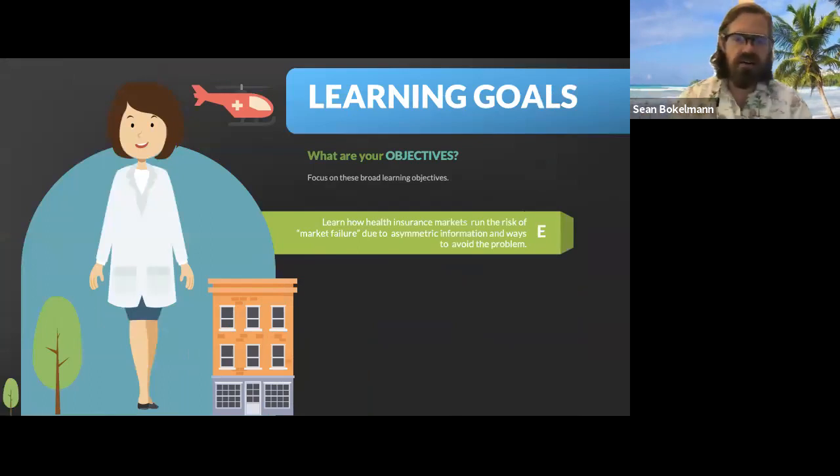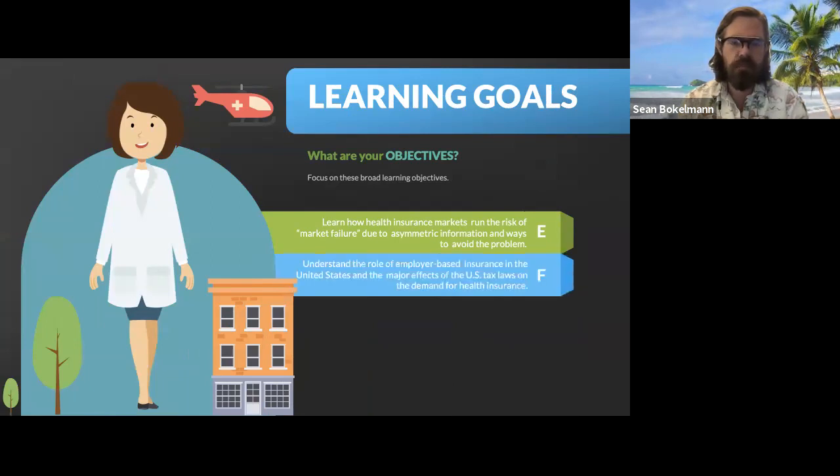You also want to learn how health insurance markets run the risk of some type of market failure. This is typically because of some sort of asymmetric information between the insurance company and the patient, and the different ways that insurance companies can potentially avoid the problem of these market failures. And lastly, we want to understand the role of employer-based insurance in the United States and some of the major effects that tax laws can have on the demand for health insurance. This is particularly important when thinking about the Affordable Care Act.